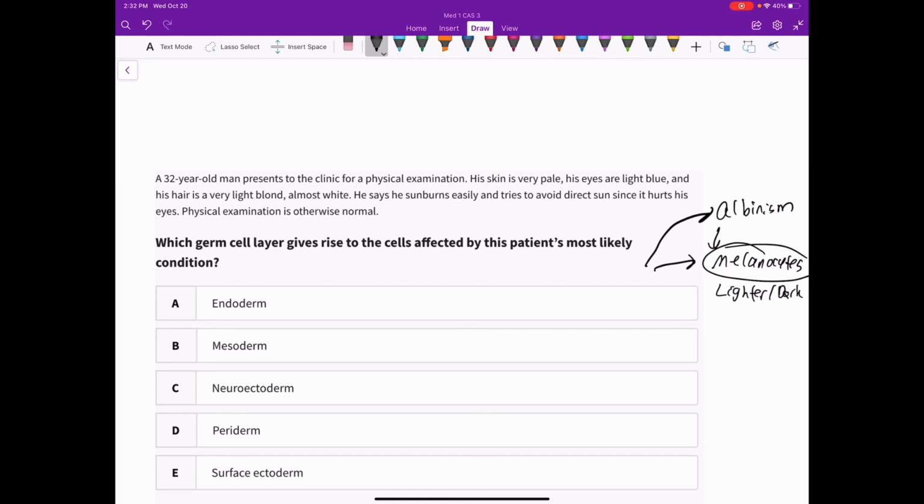Where do these melanocytes come from? That's what it's asking us. What germ cell layer gives rise to the cells affected by the patient's condition? Well, we know the cells are melanocytes. Okay.